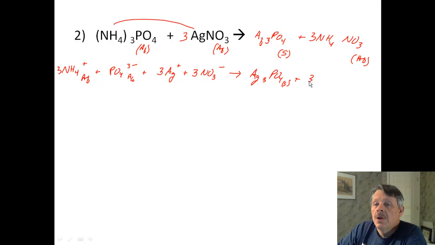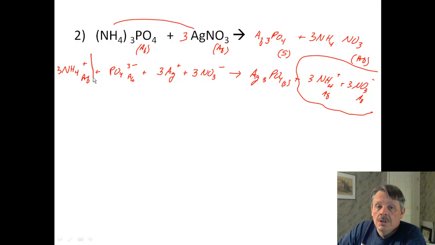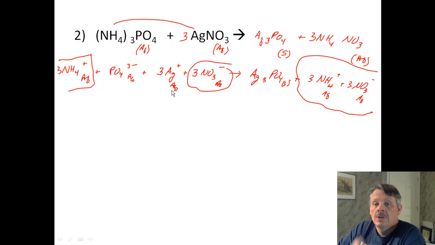But we also have 3 ammonium ions, which are positive, which are aqueous, and we have 3 nitrate ions, which are also aqueous, and they're negatively charged. Alright, so I noticed that my nitrate and my ammonium, here is my ammonium, and here is my nitrate, and those are aqueous. Everything on the left is aqueous. So they cancel each other out, so I'm left with the silver and the phosphate.